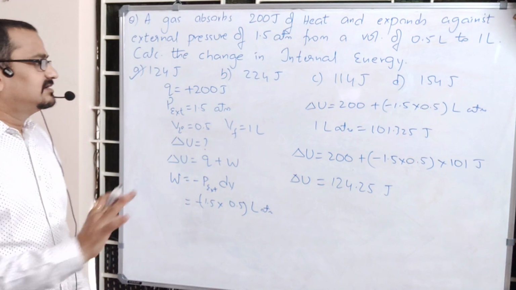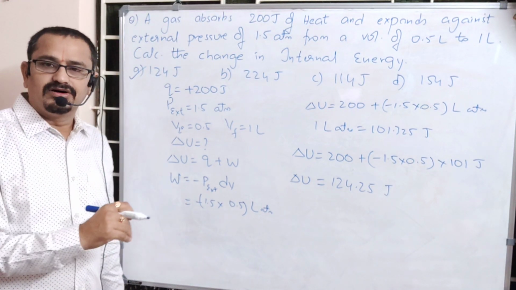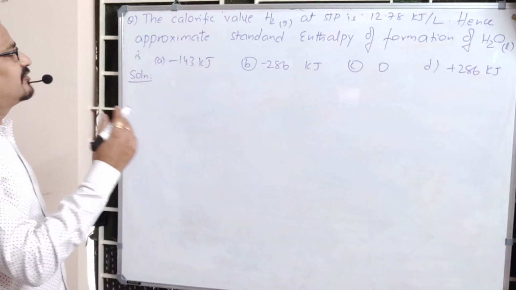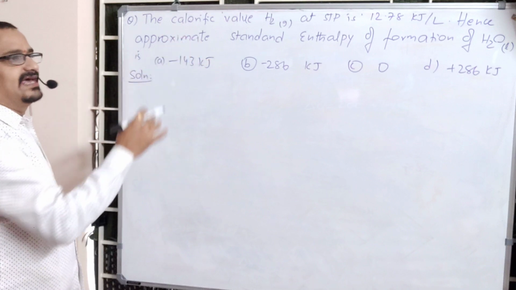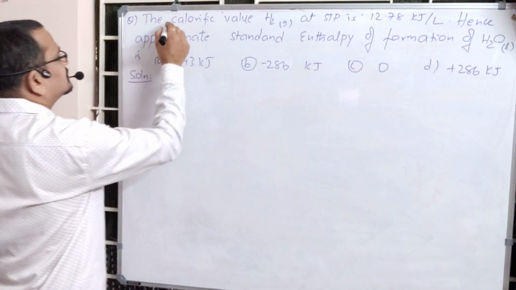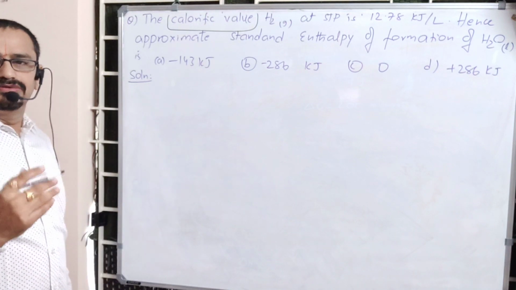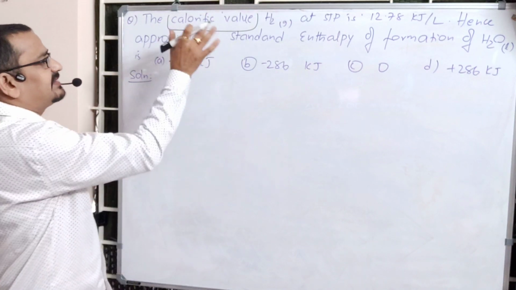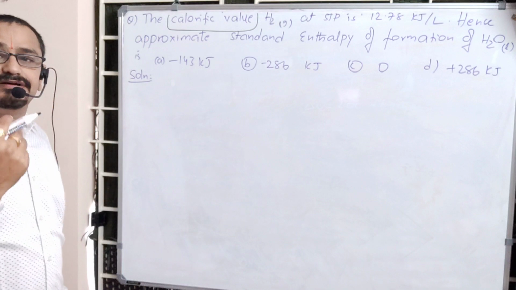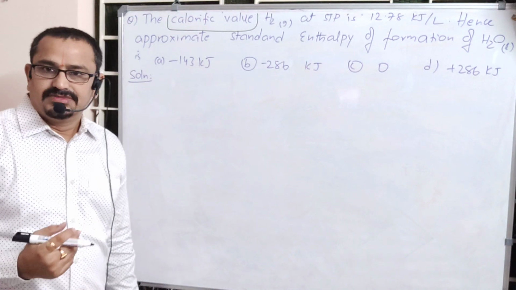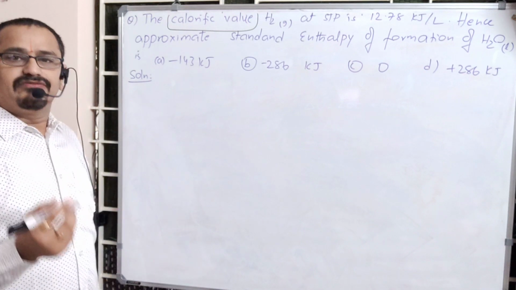So this is another question from the first law of thermodynamics. Another important model is based on calorific value. Usually students neglect this word, calorific value, in the flow. What's meant by calorific value? Energy released during combustion of 1 liter of a substance.